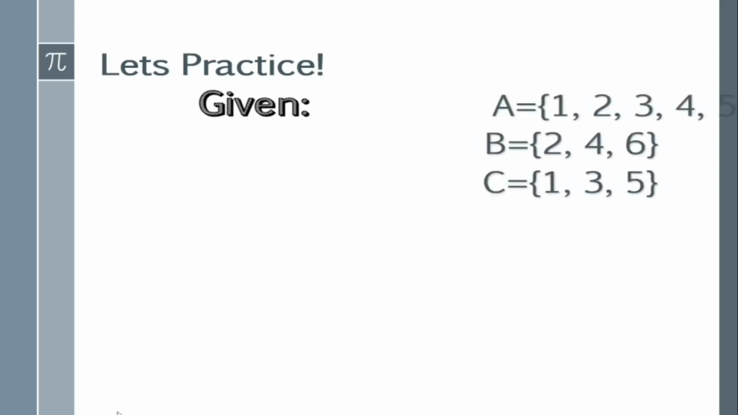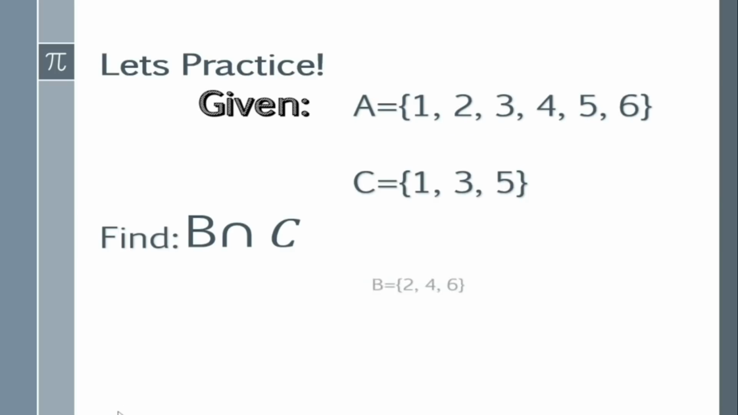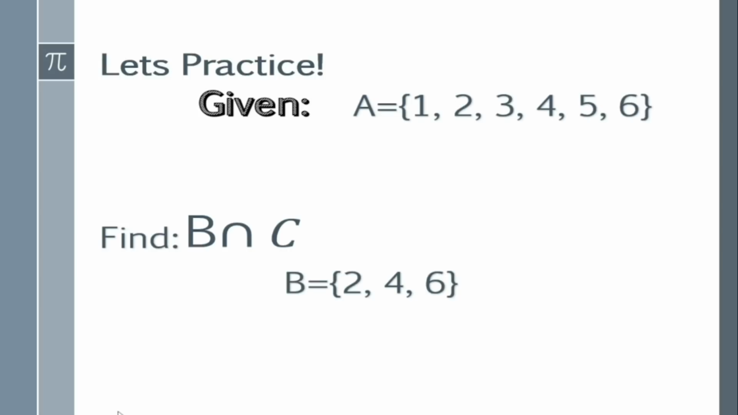Let's have another example. Suppose we're going to find B intersection C. So, set B contains the element 2, 4, and 6. And for set C, we have 1, 3, and 5. If we're going to get the common element between the two, as you can see, there's no common element. That is why our set is an empty set or null set.